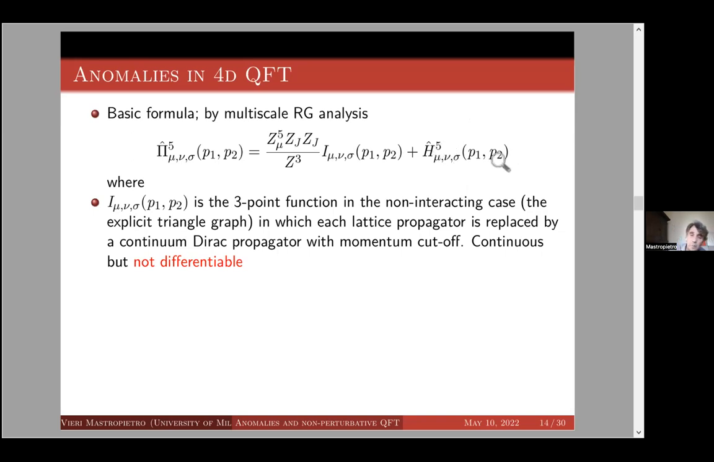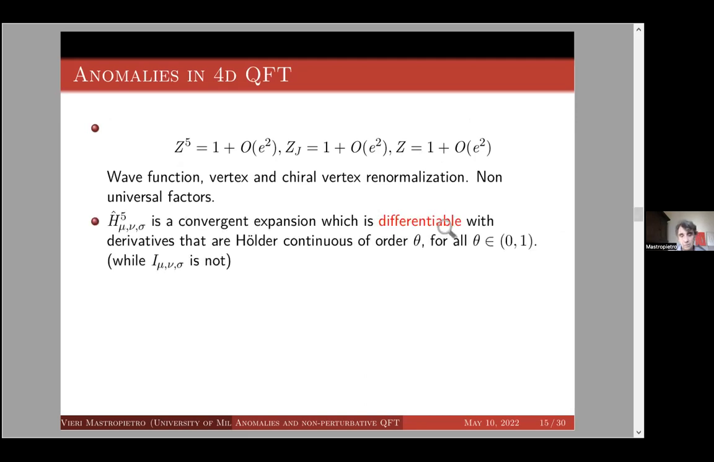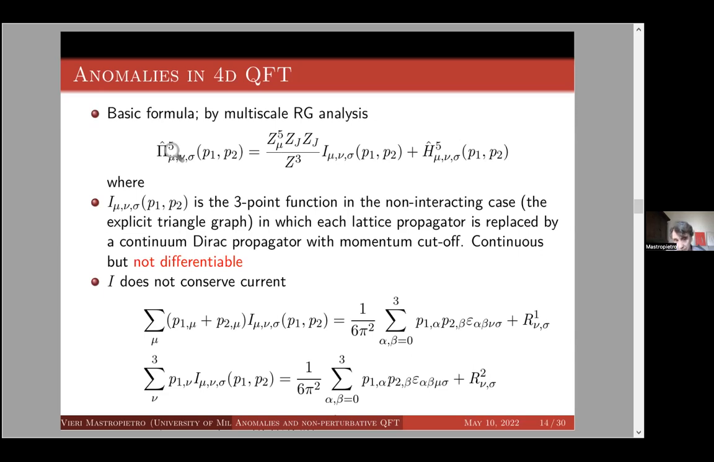The crucial property of this H5 is that it is more regular than pi 5. So H5, as written here, is differentiable, while instead pi is non-differentiable. It's continuous in P around zero. So pi is a continuous but non-differentiable function in P1 and P2 at zero. And instead, H5 is differentiable. And I, of course, is non-differentiable.